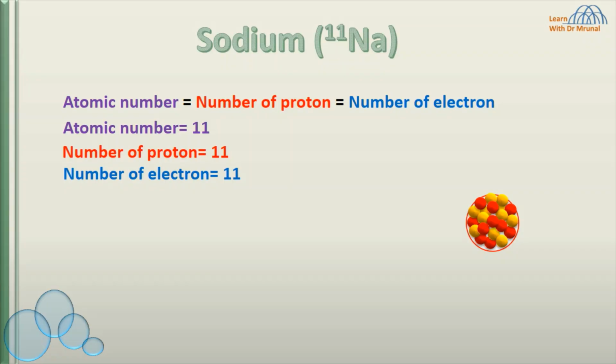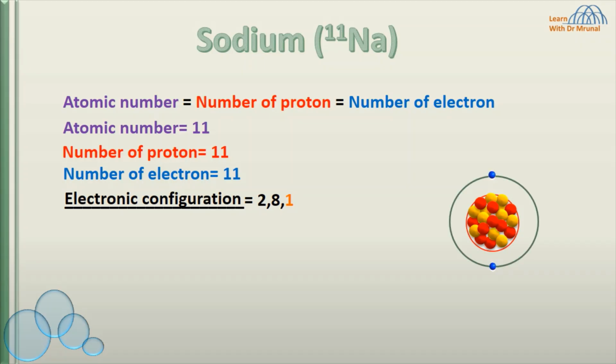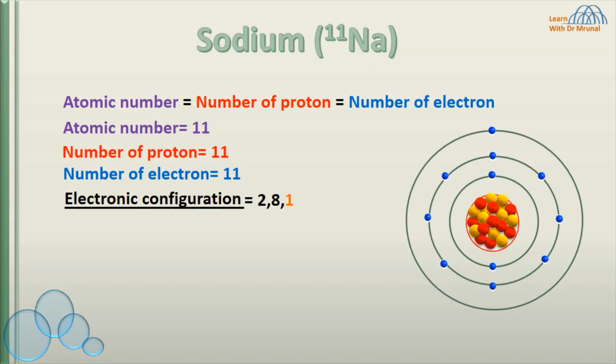This distribution of electrons is called electronic configuration. Electronic configuration of sodium is 2, 8, 1. It means out of these 11 electrons, 2 electrons are present in the first shell because maximum number of electrons in the first shell is 2. 8 electrons are present in the second shell because maximum number of electrons in the second shell is 8. 2 plus 8 is equal to 10. Now we have only 1 electron. So this electron is present in the outermost shell.